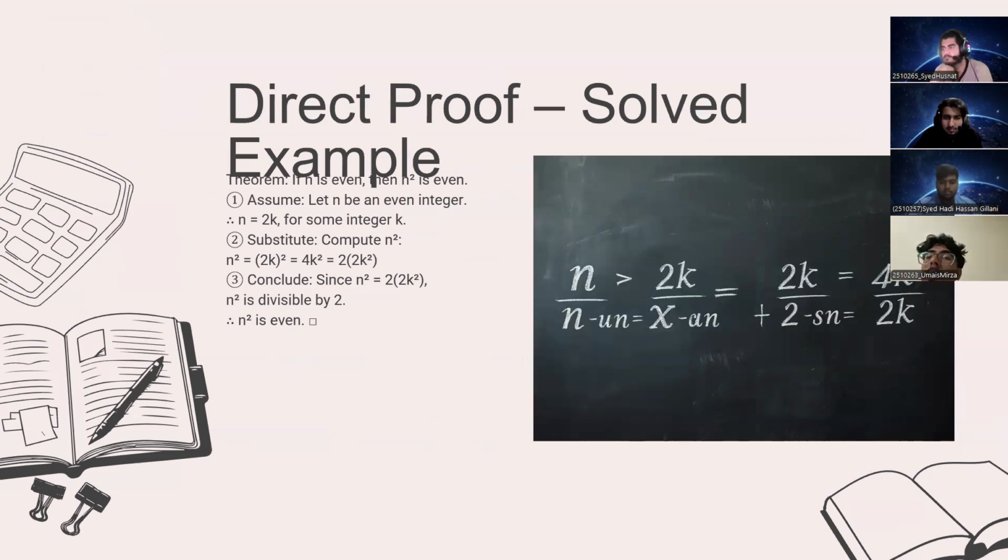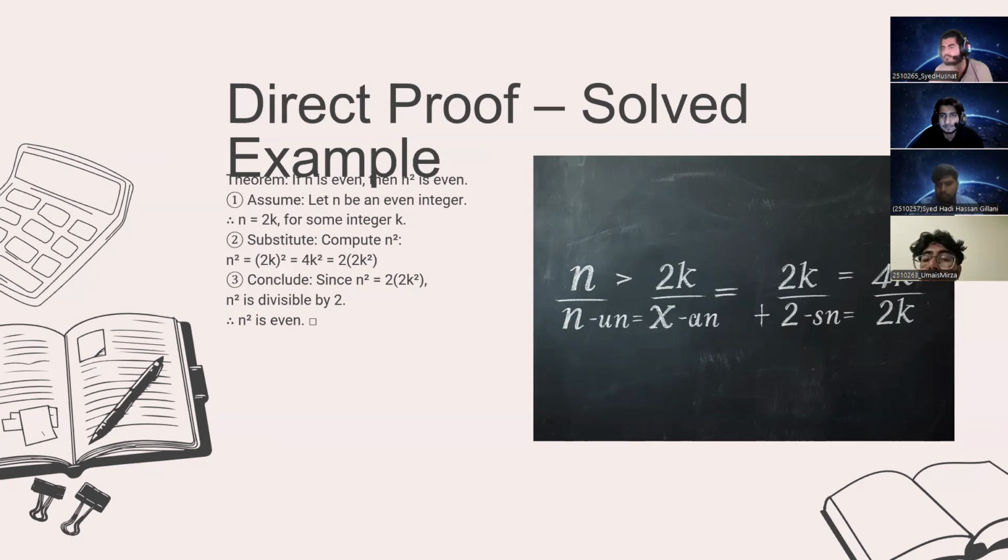Slide number two, direct proof and its example. Let's see the example of direct proof. The statement says if n is even, then n square is even too. First, we assume that n is even. An even number can be written as n equals 2k, where k is an integer. Now we square both sides. You can see that since n square is divisible by 2, it is also even. Therefore, we prove that if n is even, then n square is also even.